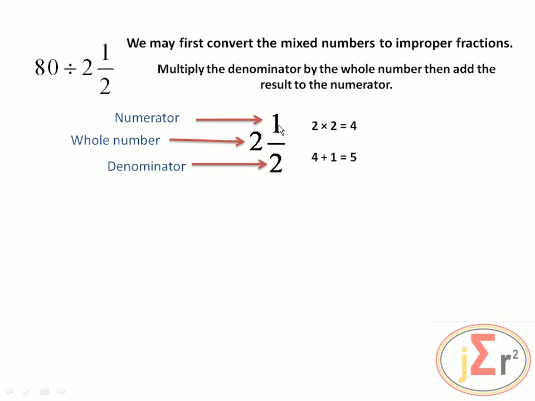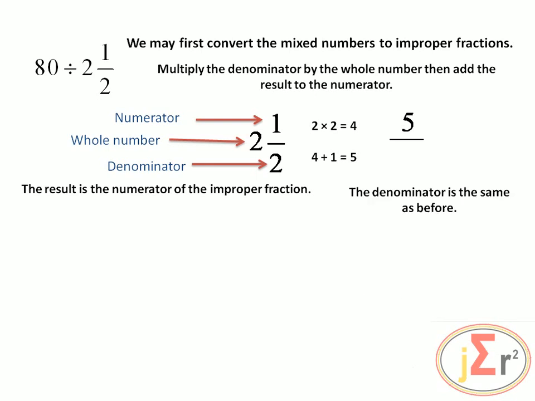That is, we are adding the result to the numerator, and that is equal to 5. And what will be the result of doing that? The result is the numerator of the improper fraction. So what we have calculated is the numerator of the improper fraction, and the denominator is the same as before. Therefore, 2.5 is equal to 5 over 2.